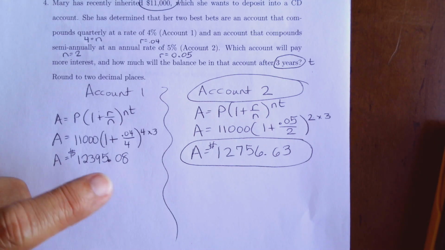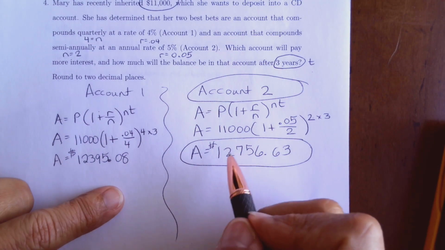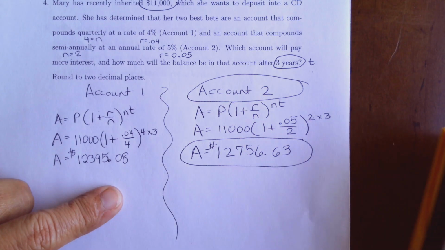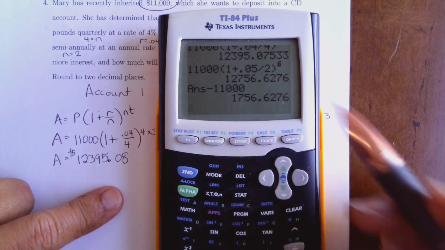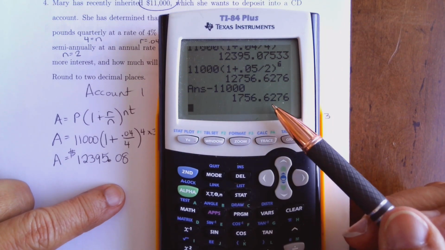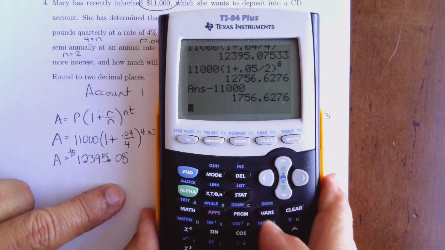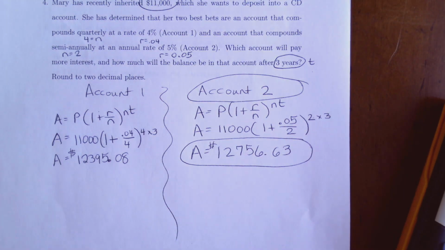Okay, if they asked you for the difference or the interest, what if I asked you how much interest? You would just take this minus that, right? If I take that amount minus the 11,000, didn't ask me that, but $1,756.63 is her interest, right? The extra amount. Okay, so if you're asked for the interest, just subtract those two. All right.